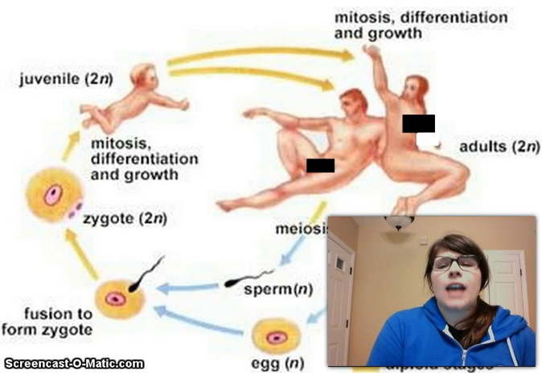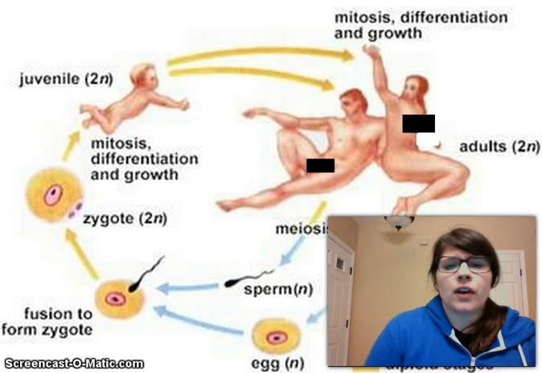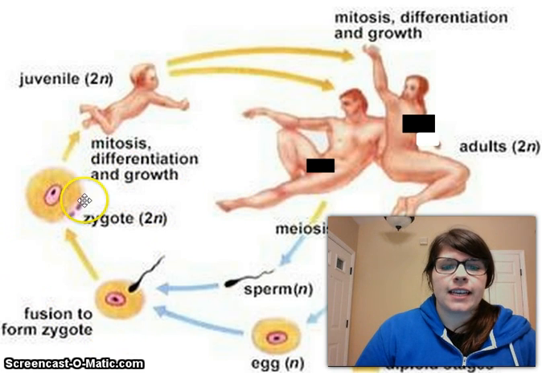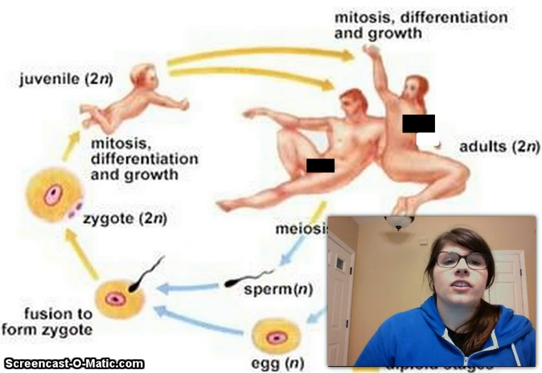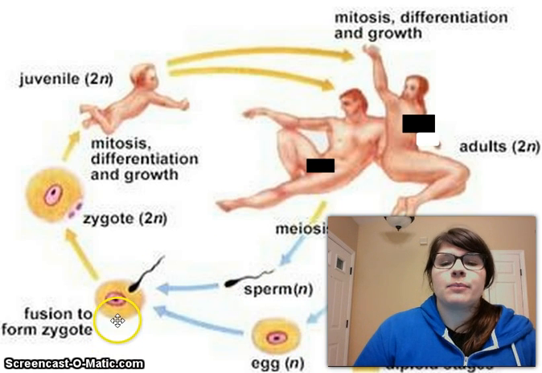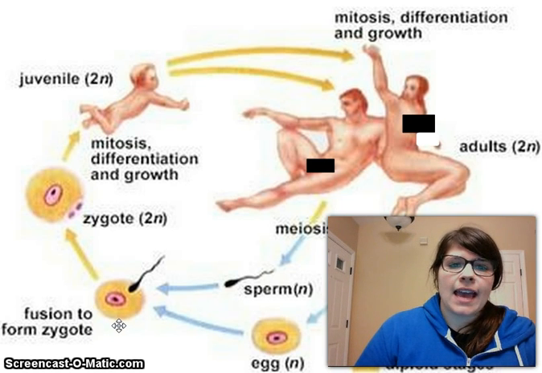Okay, so I want you to copy down this diagram. This is our life cycle. So as you can see, right around here, we have a zygote. When that zygote has been fused, your sperm and your egg are haploid. And that zygote is becoming diploid. So we are fusing the chromosomes from your sperm, we are fusing the chromosomes from your egg.